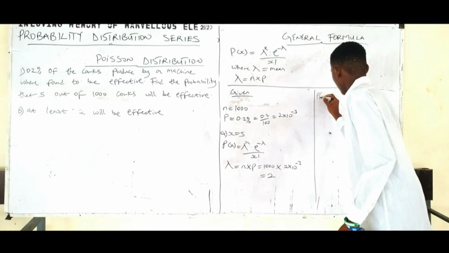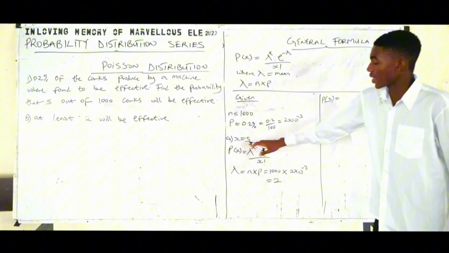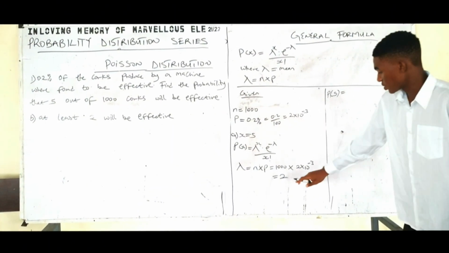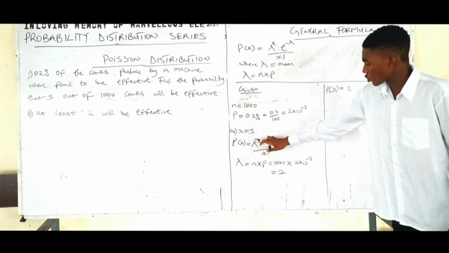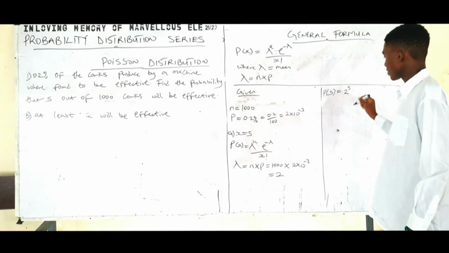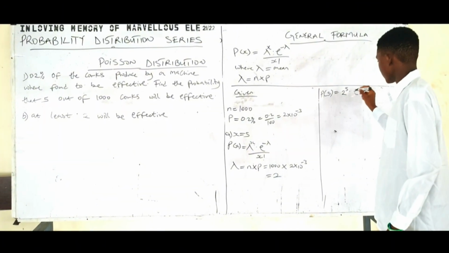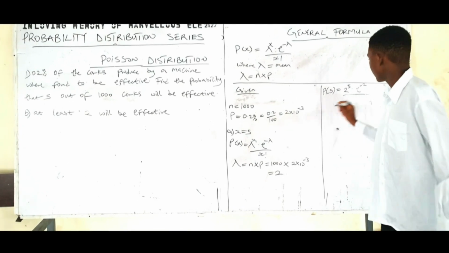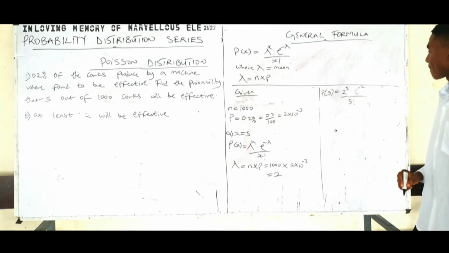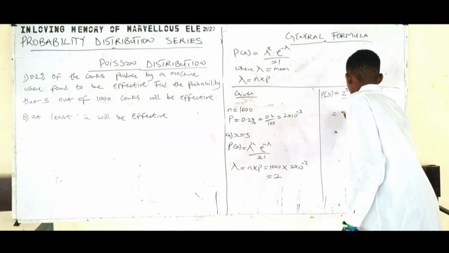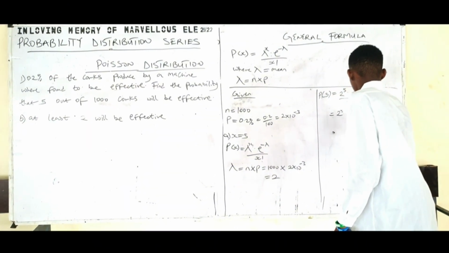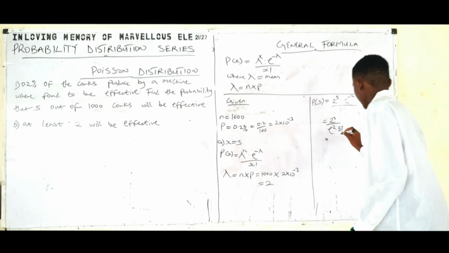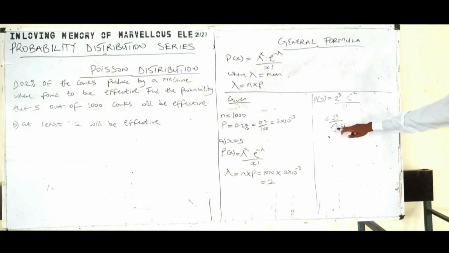So P of 5 now equals, because we say when X is 5 out of 1,000 coats, lambda, which is 2, to the power X equals 5, times exponent of minus lambda, which is minus 2, all over X factorial, which is 5 factorial. So this is 2 raised to 5 all over exponent 2 times 5 factorial.